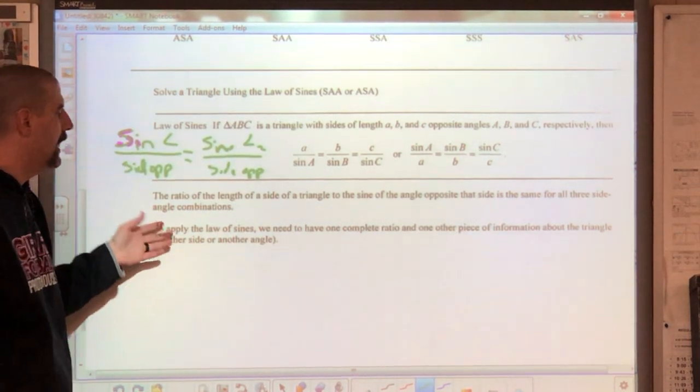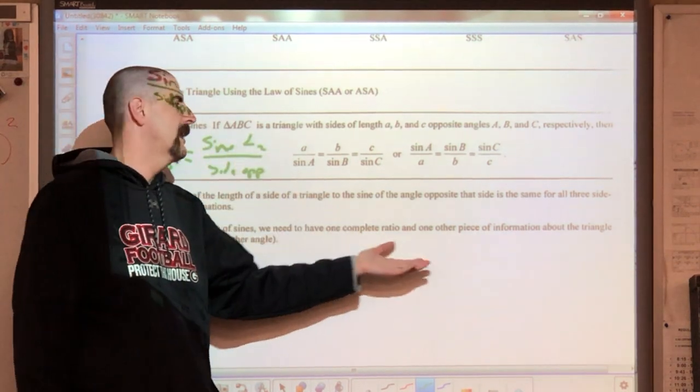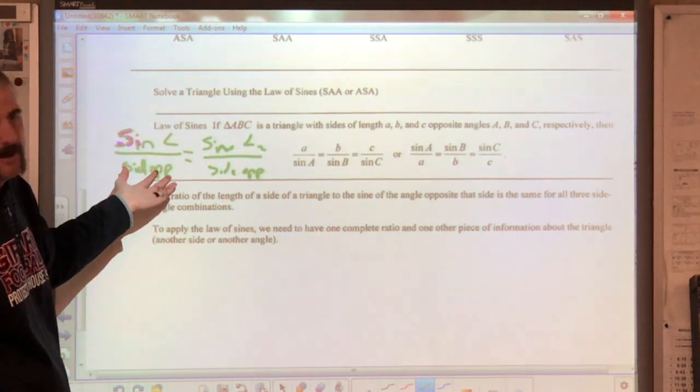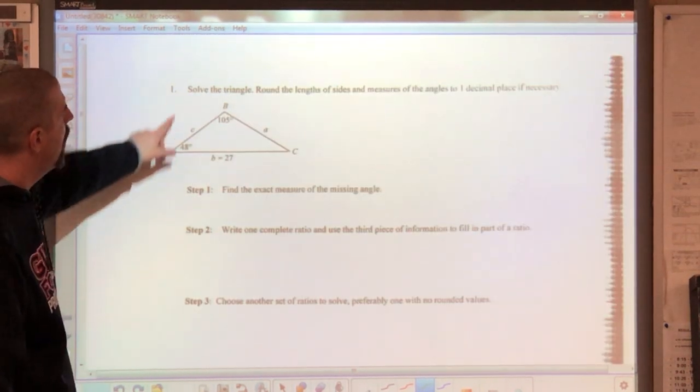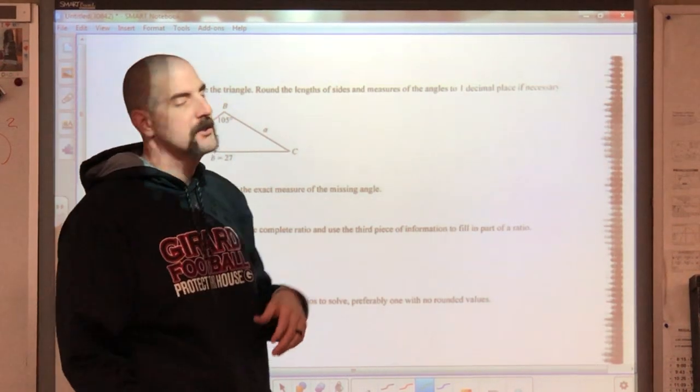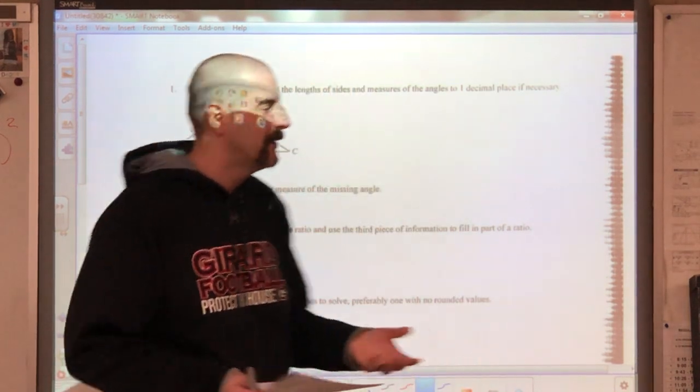Any combination to apply, we need to have 1 complete ratio and 1 piece. That's what this says. I memorize it this way. You guys memorize however you want. All right, going to our first problem, we're going to solve this triangle. Remember, solving the triangle, we're going to find the missing values.